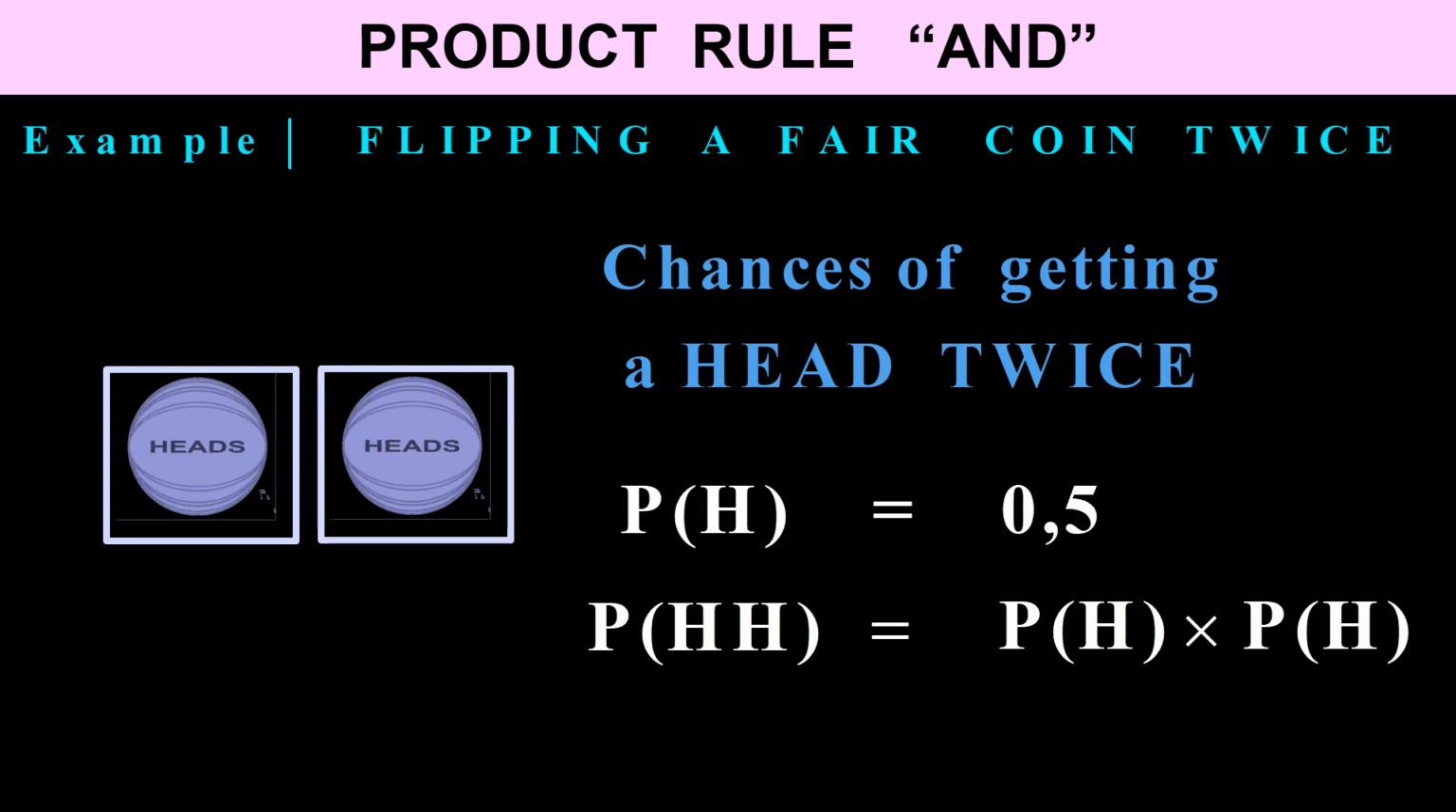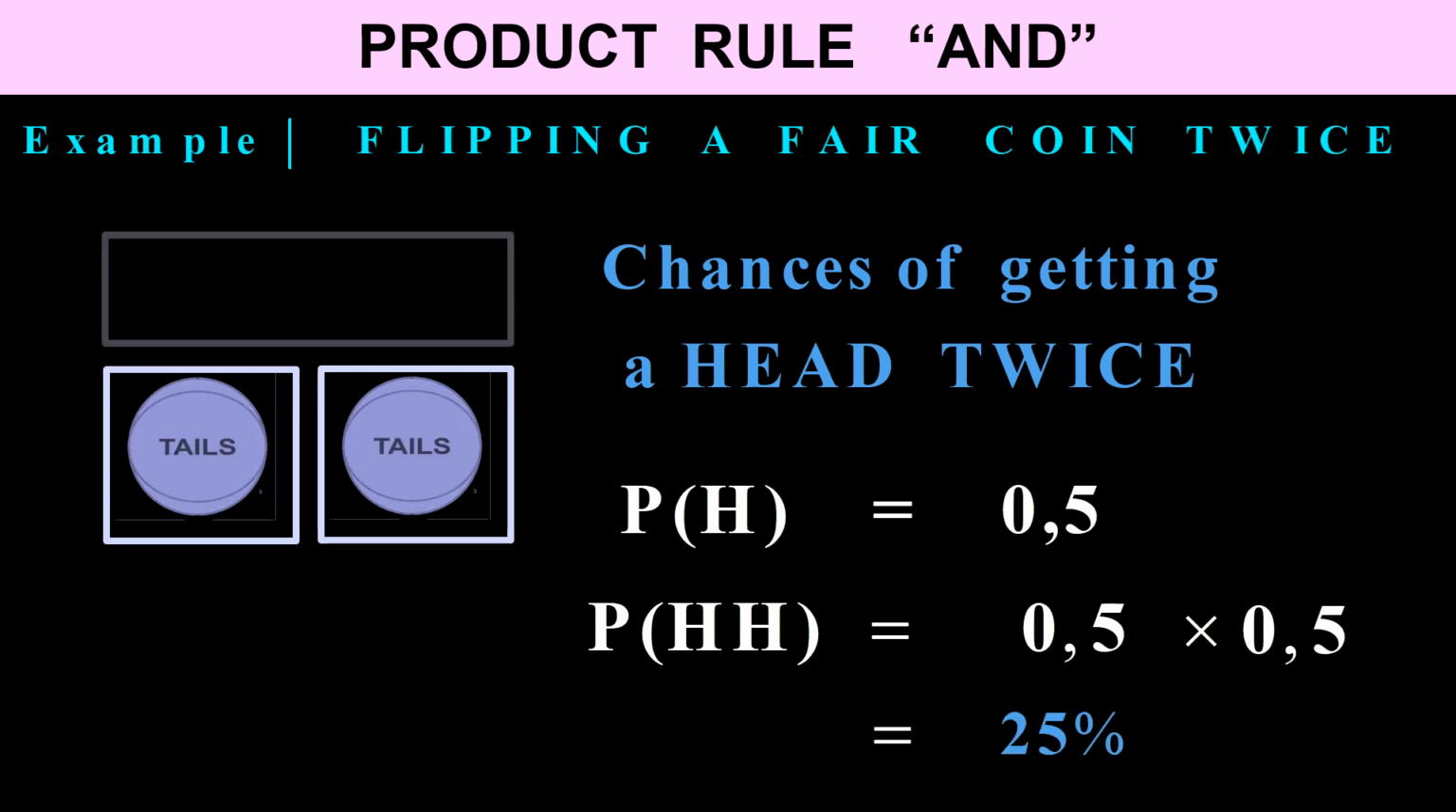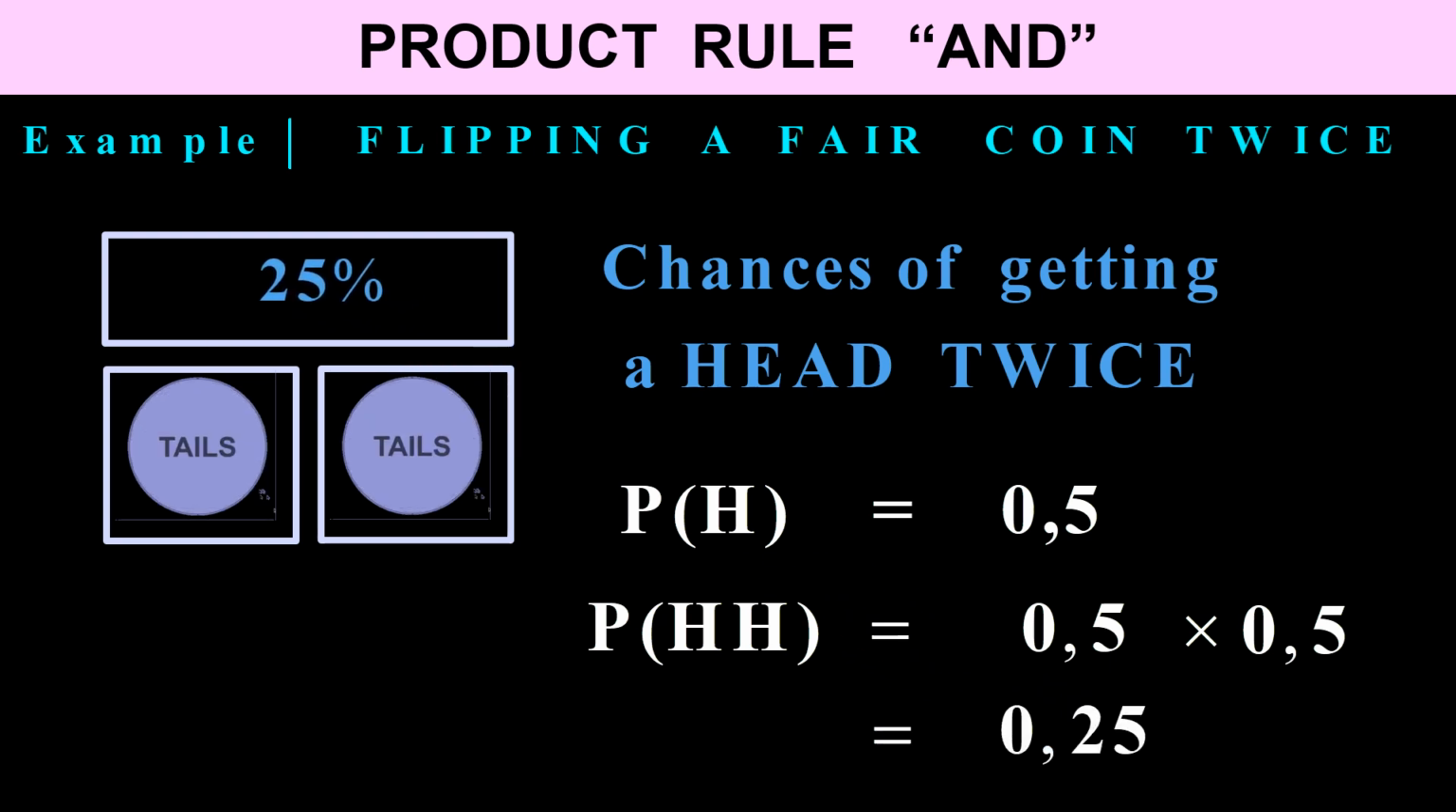would be the probability of head times the probability of getting a head. And what's the probability of getting a head? 0,5. And so it's 0,5 times 0,5. And calculating that, we get 0,25. 0,25 being 25%. So the chances of getting a head twice is 25%.